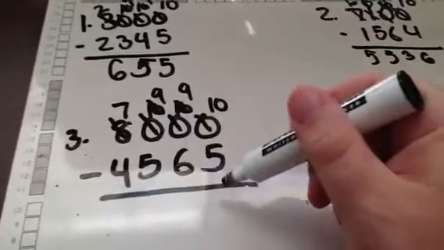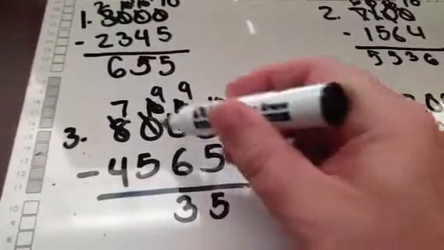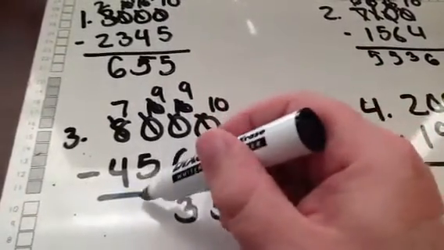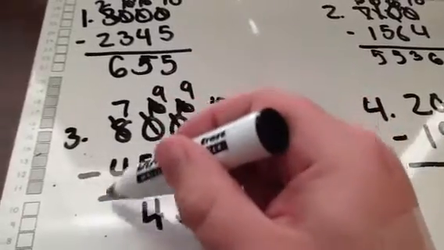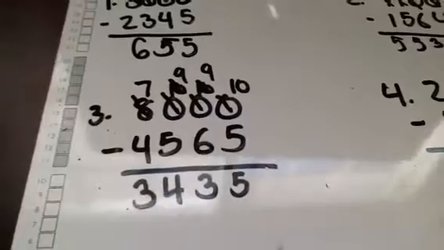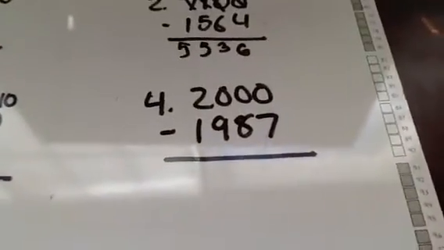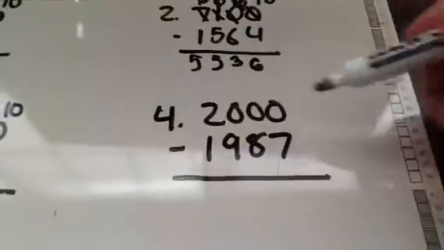So 10 minus 5 is 5. 9 minus 6 is 3. 9 minus 5 is 4. 7 minus 4 is 3. So our final answer is 3,435.